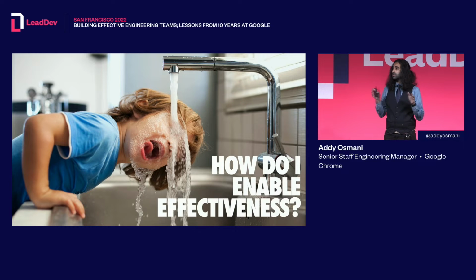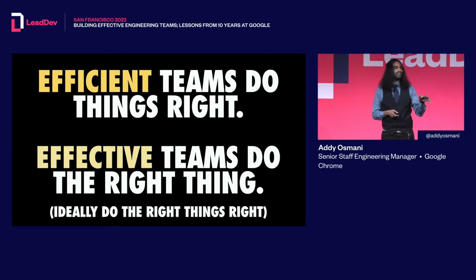Peter Drucker, in his famous book, The Effective Executive, defined the difference between being efficient and being effective: efficiency is the capacity to do things right, and effectiveness is the capacity to do the right thing. Ideally, you are doing the right things right. These are not mutually exclusive.